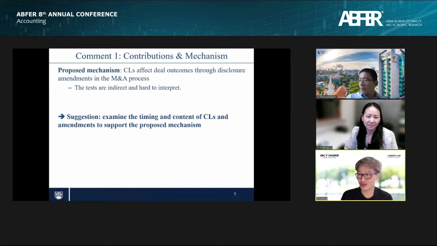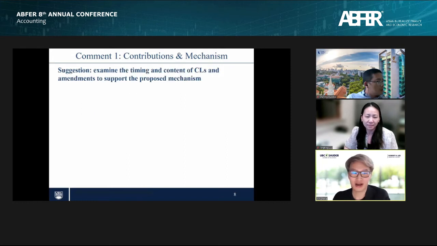So the authors propose that the mechanism for this effect is that the comment letters affect deal outcomes through disclosure and amendments in the M&A process. But to me, their tests are very indirect and hard to interpret. So it has been challenging for me to really understand how this process works. But please allow me to use a figure to illustrate my point.